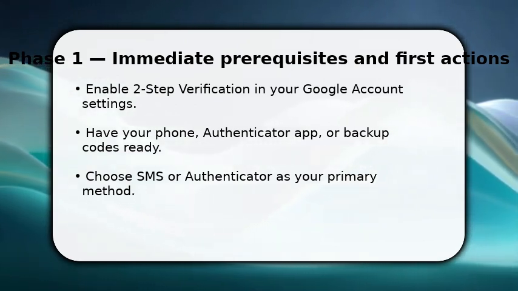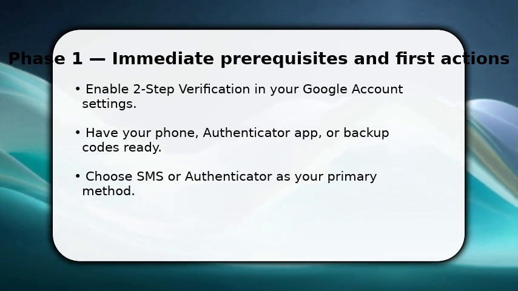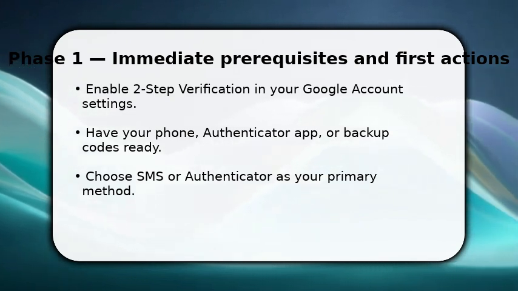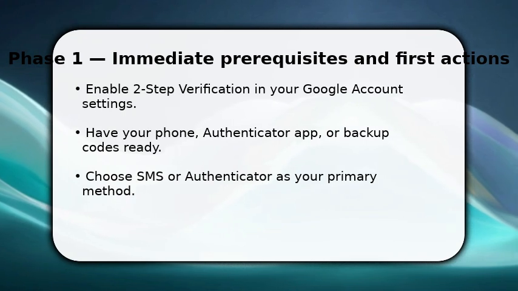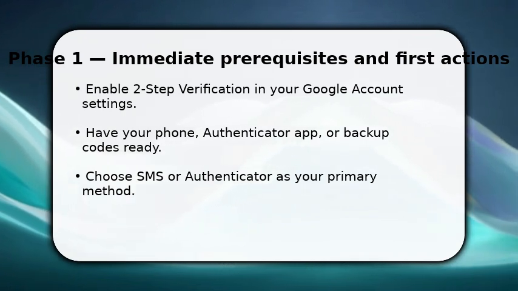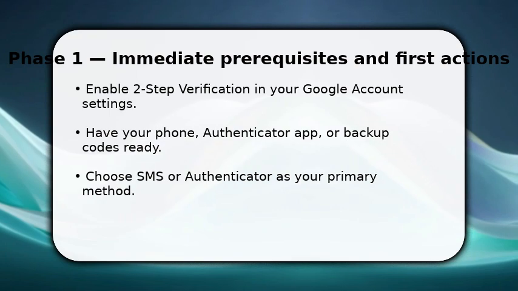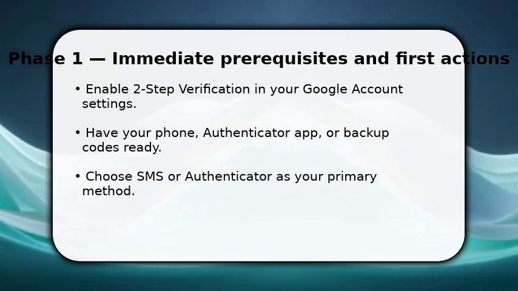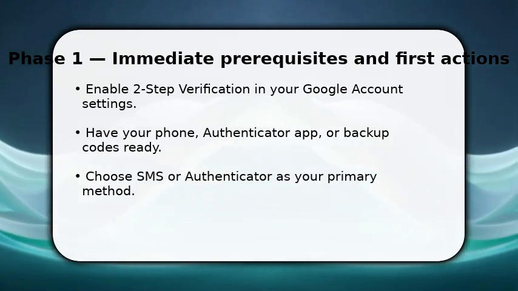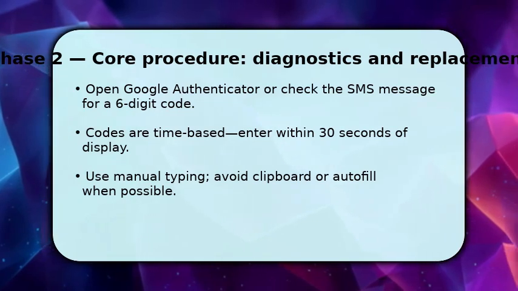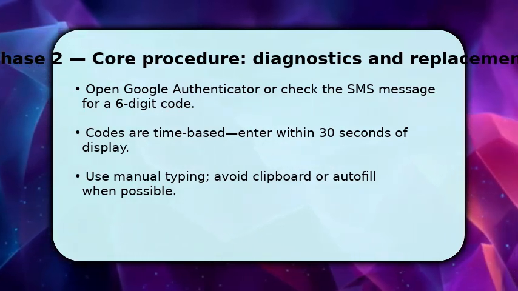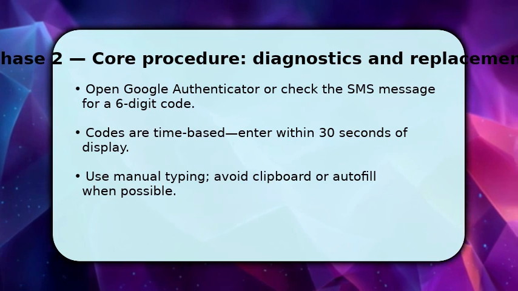Once done, tap to add a device, scan the QR code with Google Authenticator, or confirm your phone number for SMS. Make sure the device you use is unlocked and connected, because the registration step writes that credential to your account. You'll see a 6-digit time-based code in the Authenticator app or an SMS message. Enter it exactly in the sign-in field.